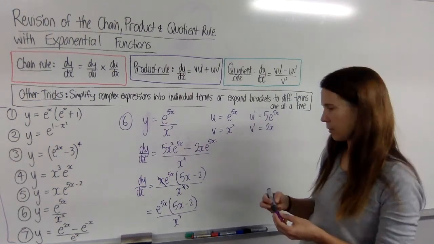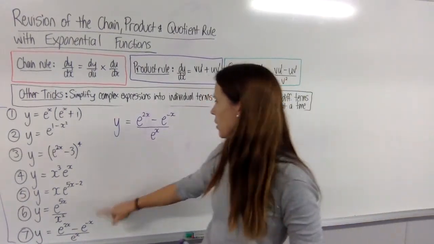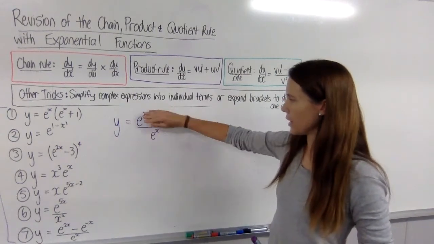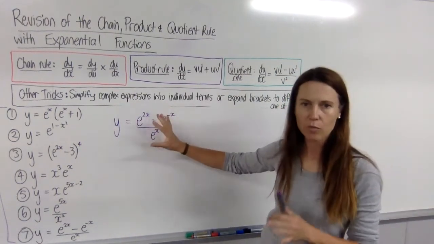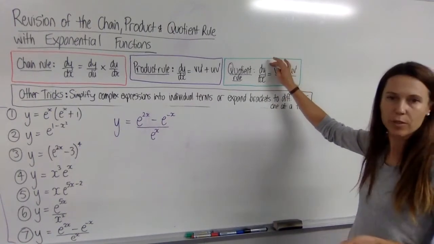Now looking at question 7, we've got two different parts here divided by each other. So it's really tempting to just rush straight in and use the quotient rule.